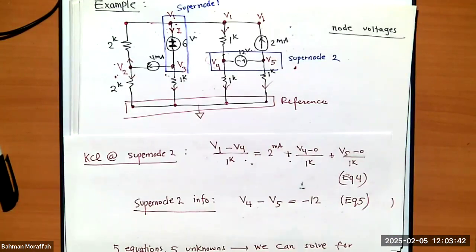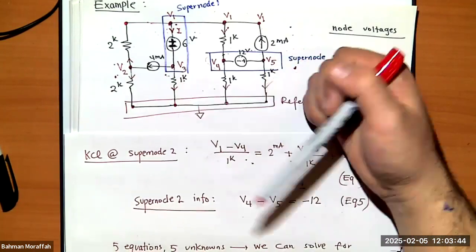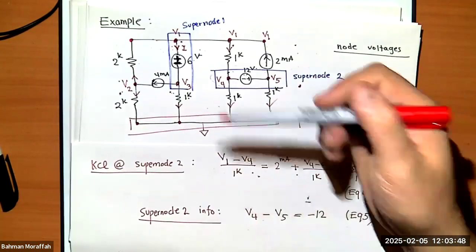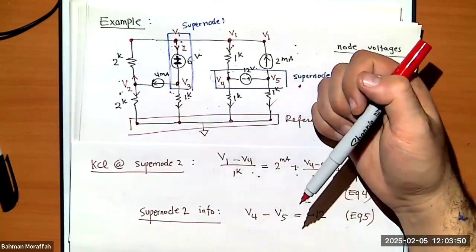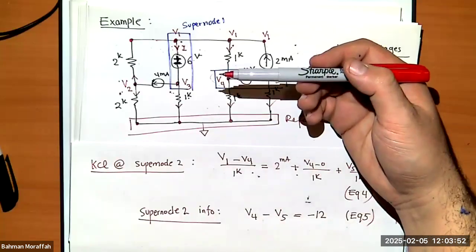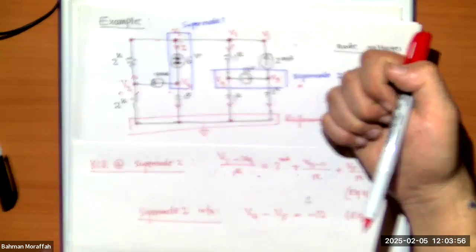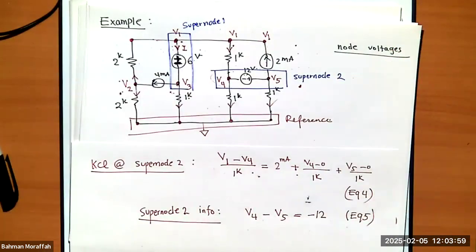I can also ask you what is voltage across this 1K. What is it? That's just V3. It's V3 minus 0. So as long as I know V1 through V5, I know everything in this circuit.